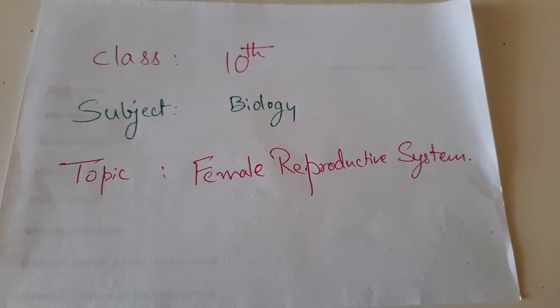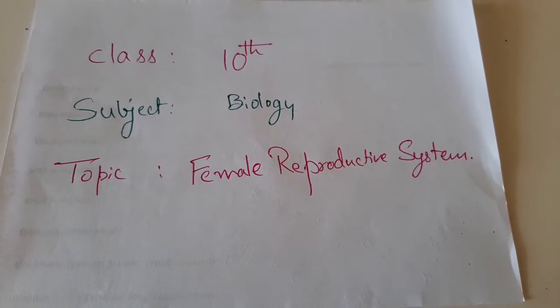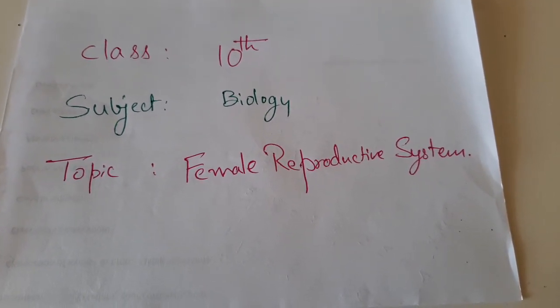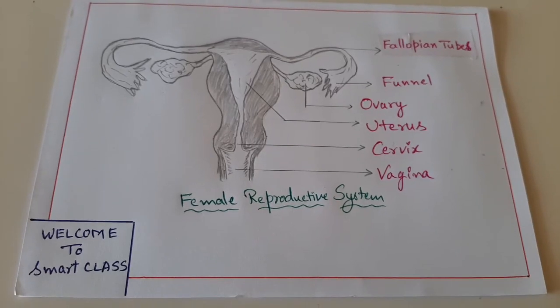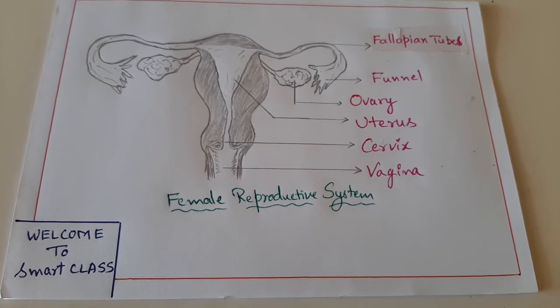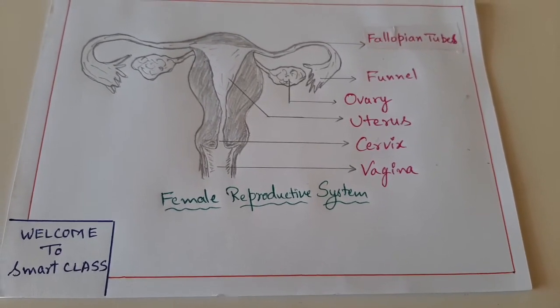This video is meant for 10th class students. Subject is biology. Topic is female reproductive system. Okay. So students, observe this diagram. This is female reproductive system.